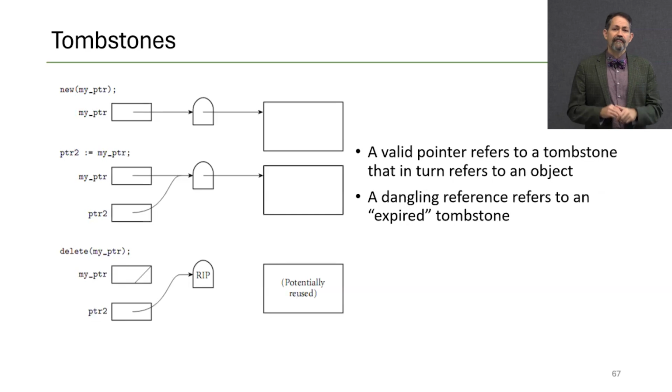In the tombstone approach, a valid pointer refers to a tombstone that then refers to an object. So our pointers are indirected through these tombstone objects. When we deallocate a pointer, then we free the memory associated with it, but we leave a mark in the tombstone. Okay, rest in peace, pointer. At that point, every time we dereference the pointer, we check the tombstone and make sure that the reference has not expired. And if it has, then we'll raise a runtime error and let the programmer know, okay, you dereferenced a dangling reference, so go find the bug in your program and fix it.